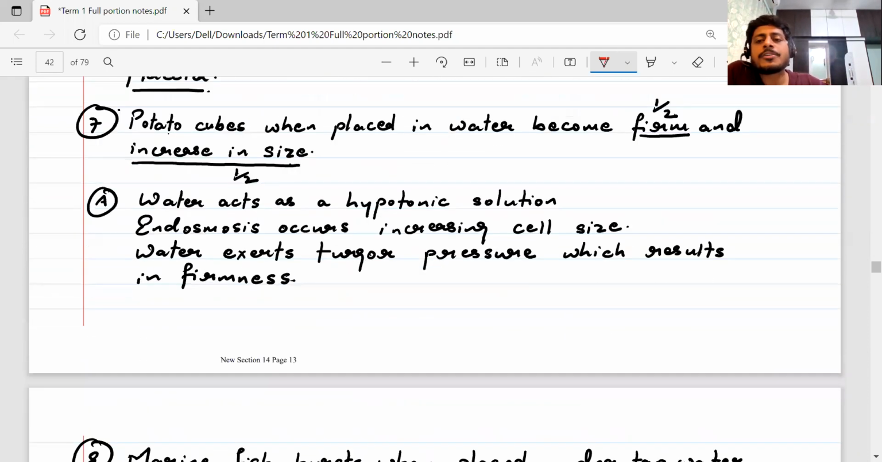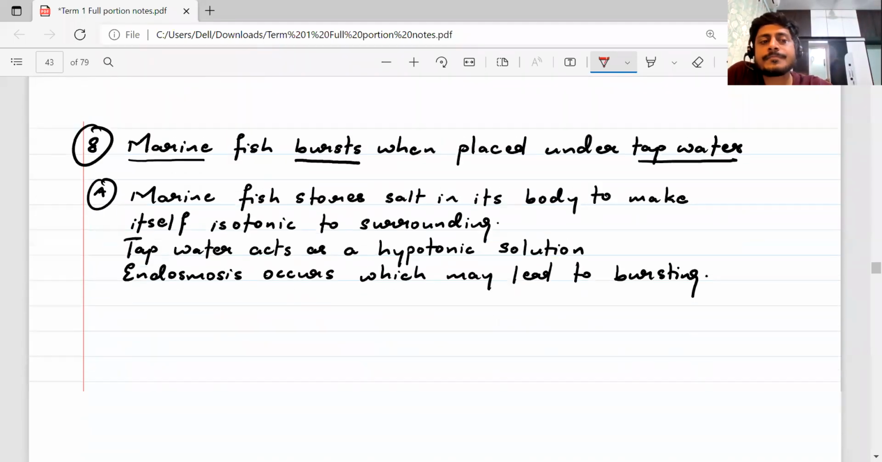Potato cubes placed in water become firm and increase in size. Again, a board question. Becoming firm, always remember, is with turgid, and increasing in size मतलब water is entering inside, मतलब endosmosis. So water acts as a hypotonic solution and the incoming water exerts a turgor pressure, which is what results for the firmness.